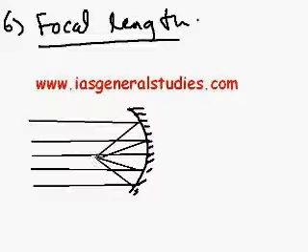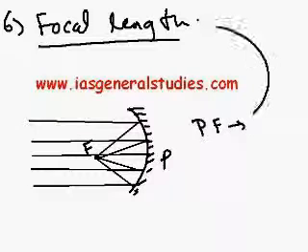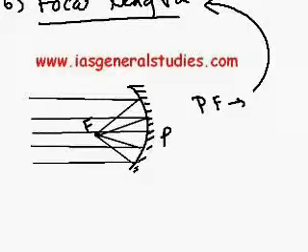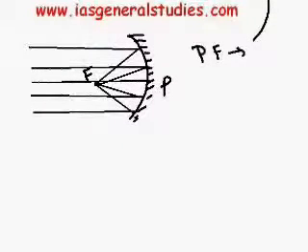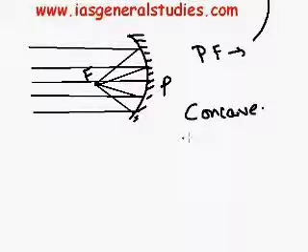This point of convergence is called the principal focus, and we represent it with capital F, and this is the pole we know. So the distance between P and F is known as the focal length. Is it clear? So we have F as the principal focus and the distance between P and F is known as the focal length. And the same diagram we can put for the other mirror. This is the explanation for the concave, isn't it?